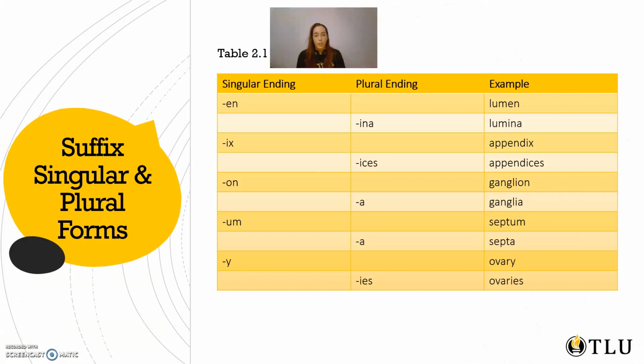In some words, we have suffix singular and plural forms that can be kind of confusing. So I put up some examples. The first example, lumin, has a singular ending of in. The plural ending turns into ina. Lumin, lumina. My second example, appendix, is singular with a singular ending ix. The plural ending, or the plural suffix, is ices. So appendices is two or more appendixes.